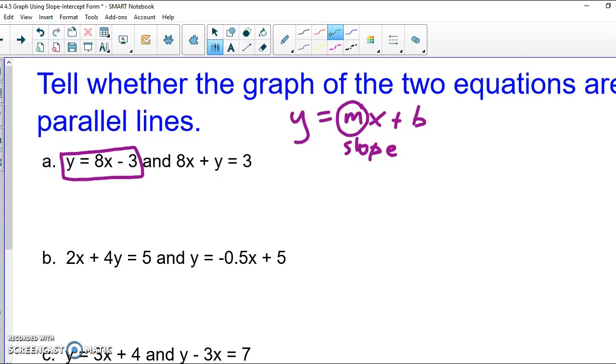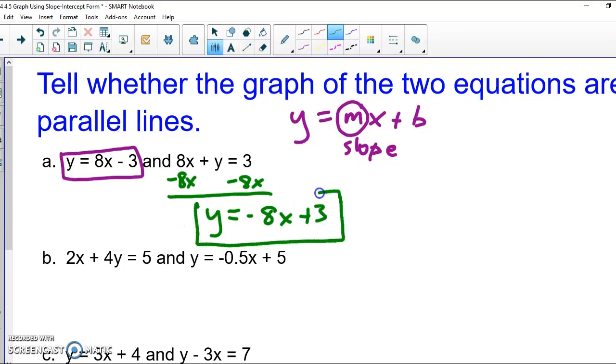So I'm going to have to rearrange this one by using inverse operations. So I'm going to start by subtracting 8x from both sides, and that gives me y equals -8x plus 3. So now I have two equations I can compare, and the slope of my first equation is +8. The slope of my second equation is -8. So for part A, no, these lines are not parallel to each other. They don't have the same slope.